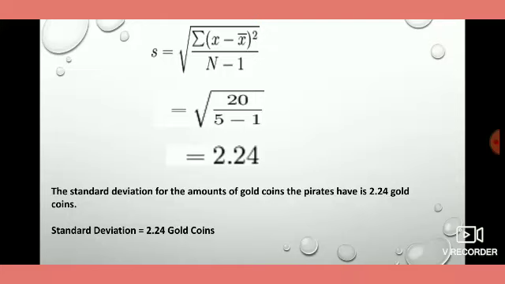This is the formula. So 20 divided by 4, as you can see, from the total number we subtract 1, then we have 4, then we divide 20 by 4 and take the square root, we get the answer of 2.24. It means the standard deviation for the amounts of gold coins the pyramids have is 2.24 gold coins. So the answer of standard deviation which we get is 2.24 gold coins.